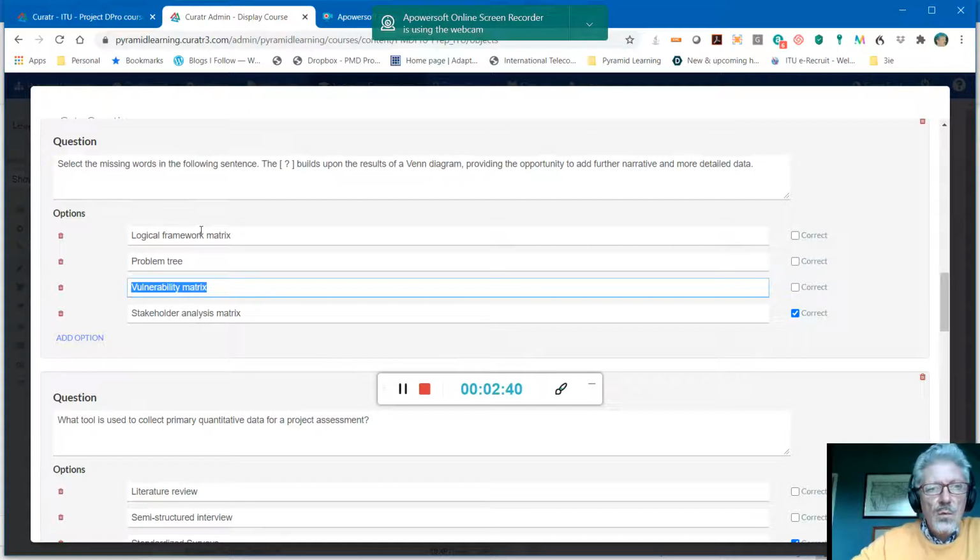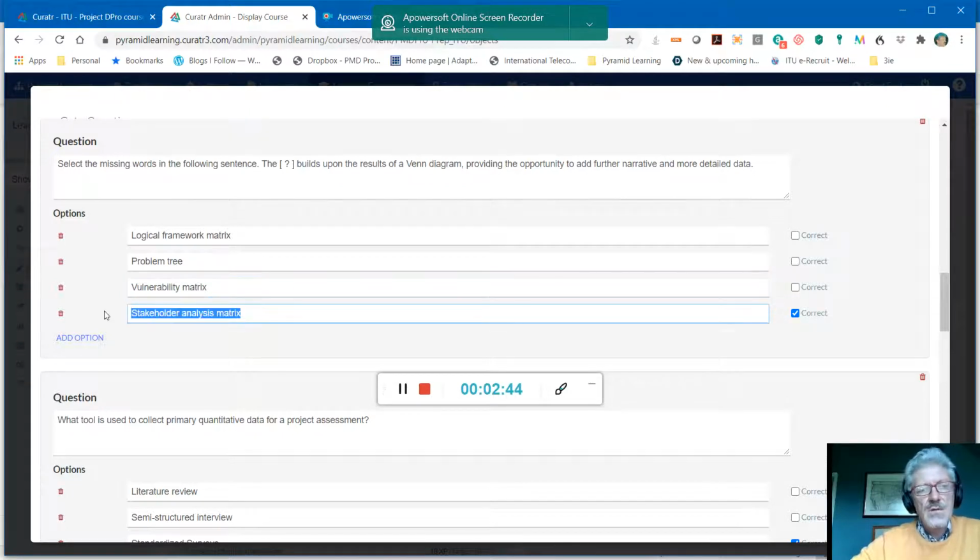So which tool comes after the Venn diagram? The stakeholder analysis. And it's a great example. Venn diagrams are really good at the conversation and provoking the conversation, but they're not very good at documenting. And the stakeholder analysis matrix is the opposite. It's not great, to be honest, at provoking a conversation and power analysis and looking at the relationships, but it is really good at documenting it.